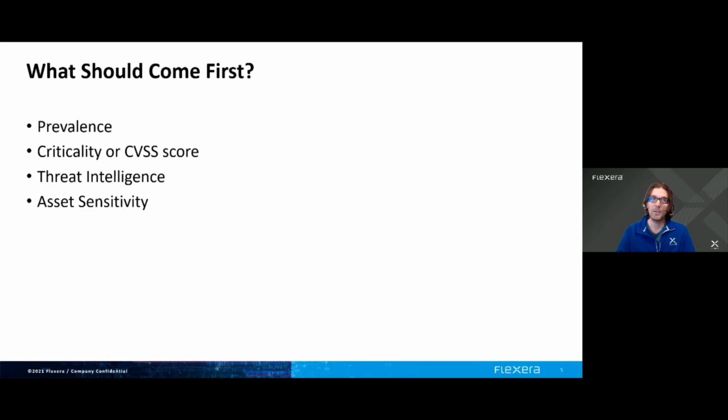If it's iTunes, well, I don't really care. Too bad. As a matter of fact, you're lucky I even allow you to have it in the environment, so I may not, versus a database or the domain controller patch or something that's driving our business, whatever that may be. That's going to be the priority, and that's your asset sensitivity.